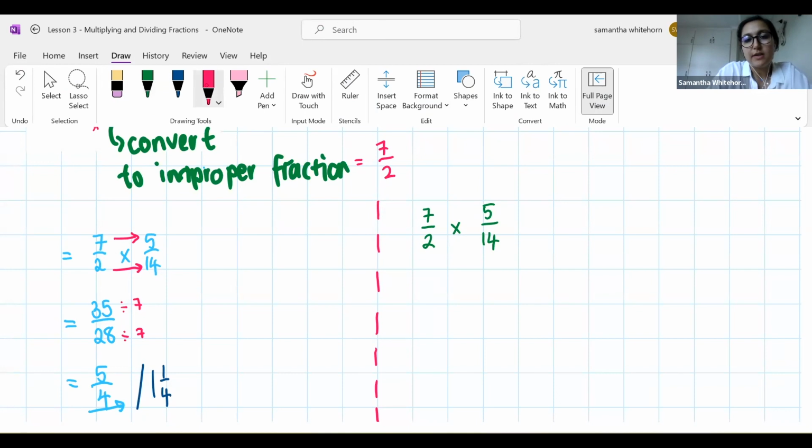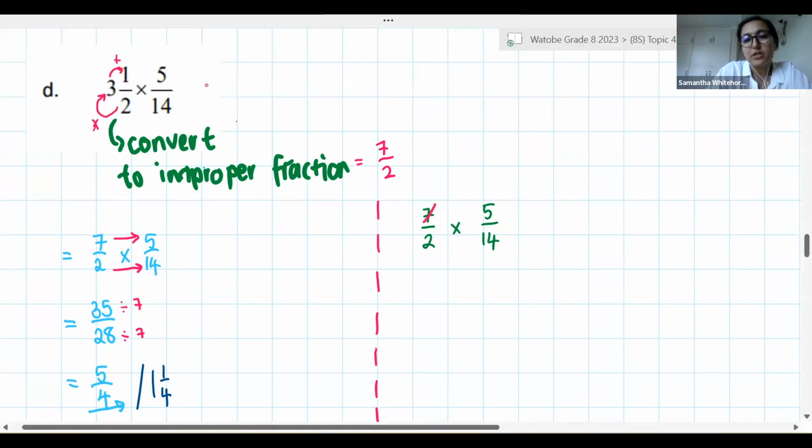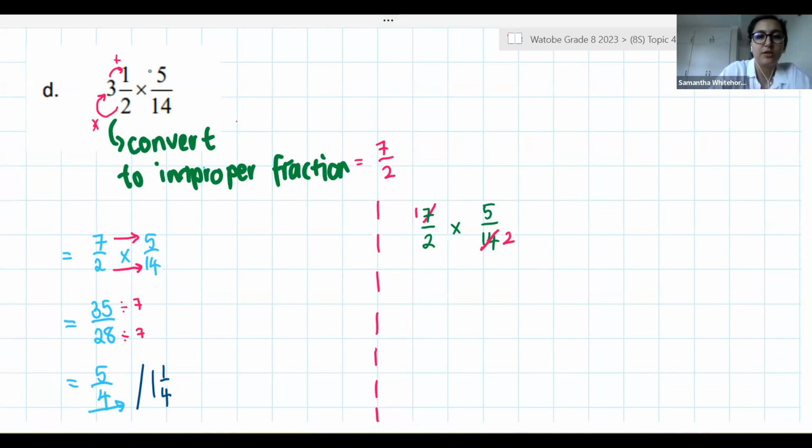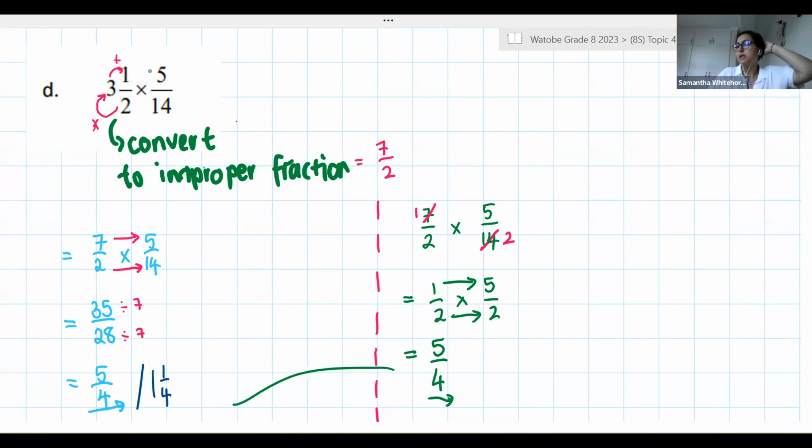So I know that I can divide 7 into 7 once and into 14 twice. And what I'm doing is I'm simplifying my fraction. So now I've got 1 over 2 times 5 over 2. And now when I multiply my numerators, I've got 1 times 5, which is 5, and 2 times 2, which is 4. Exactly the same answer.